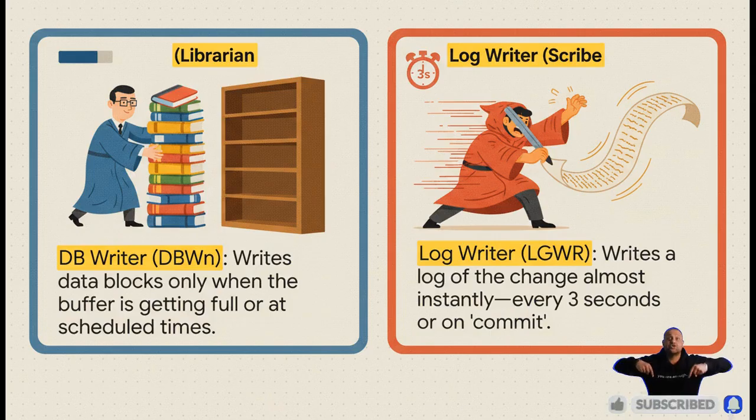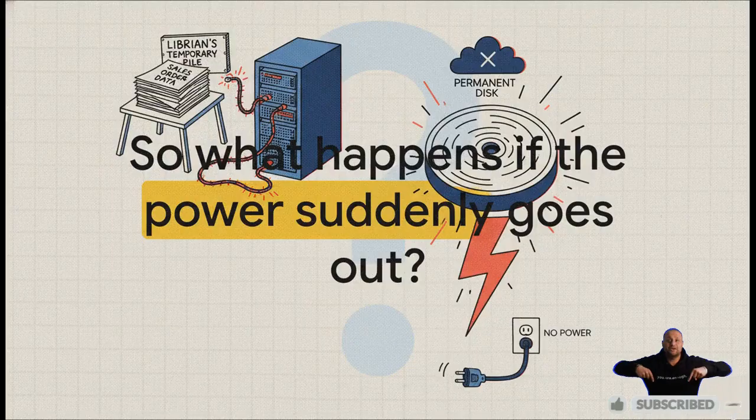He is not lazy. He writes down the record of the change almost instantly, the second you hit commit, or every 3 seconds, no matter what. He is way, way more cautious. And this brings us to the multi-million-dollar question.